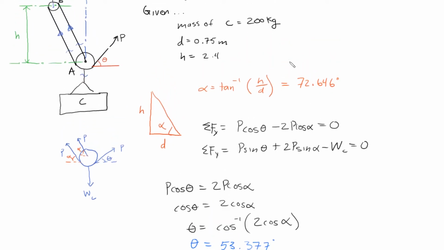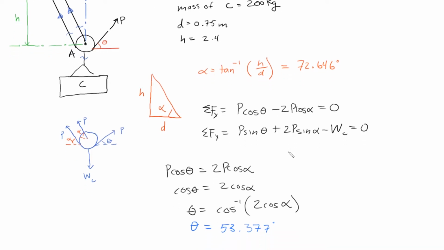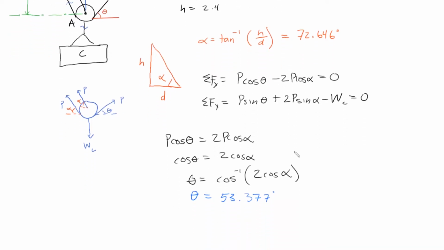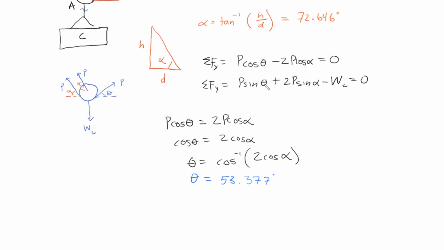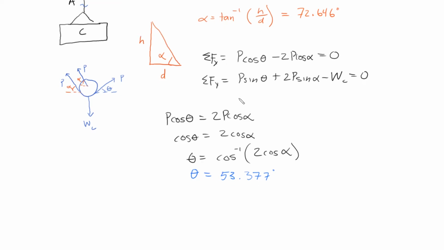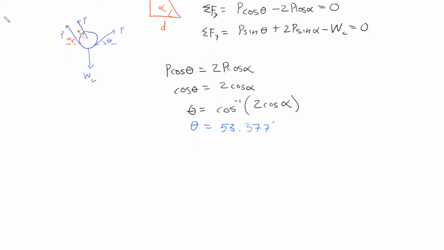So now that we have theta, we can now solve for P. So what we can do is use the second equation because we know theta, we know alpha, we know WC. The only thing we don't know is P. So that means we have one equation, one unknown, so we can solve for P. So let's do that.